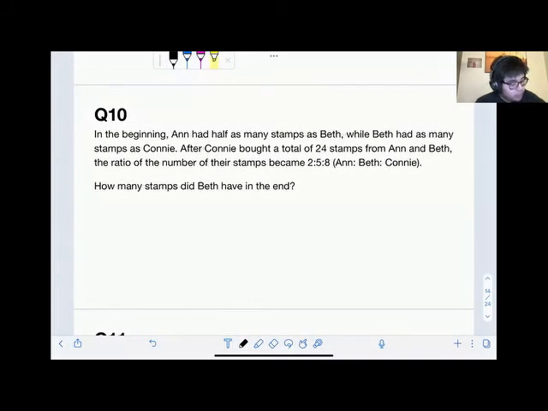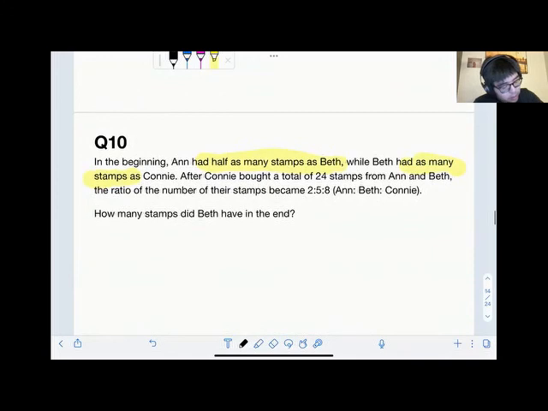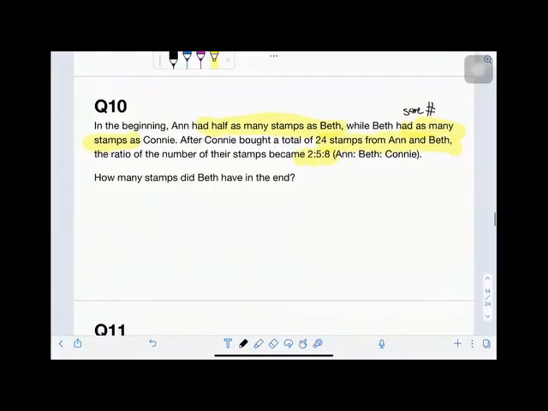Ratio. In the beginning, Anne had half as many stamps as Beth, and Beth had as many stamps as Connie. So Beth and Connie have the same number. After Connie bought a total of 24 stamps from Anne and Beth, the ratio of the number of their stamps became 2:5:8, Anne, Beth, and Connie. How many stamps did Beth have at the end?